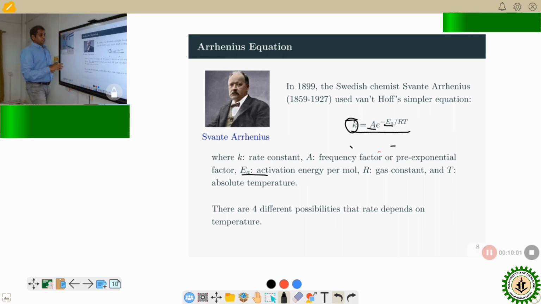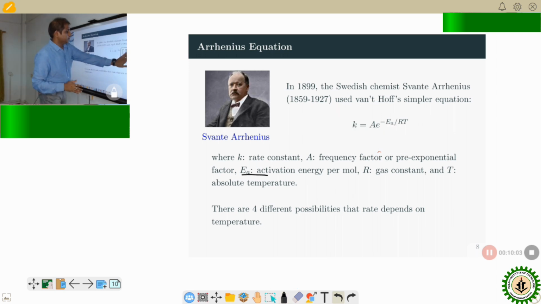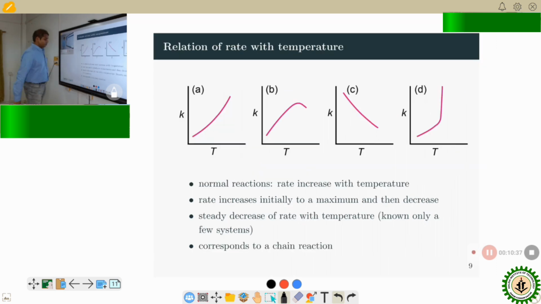So in this equation, what we can see is that the relation of temperature and rate constant is not linear. It's some exponential function. And if we try to find what the other possibilities are experimentally for the connection between rate constant and temperature, there we can find four different curves.